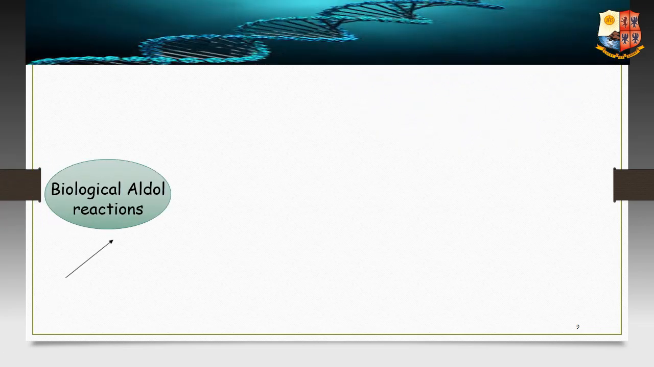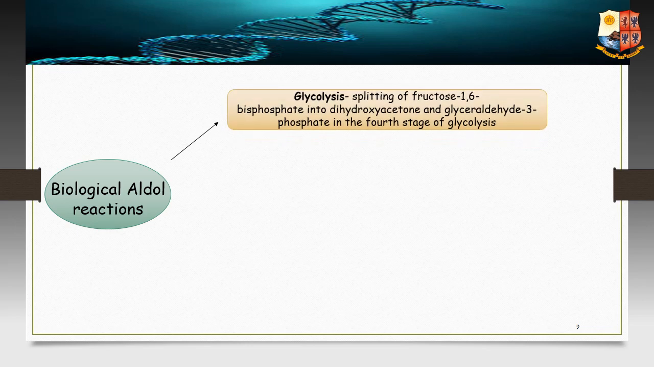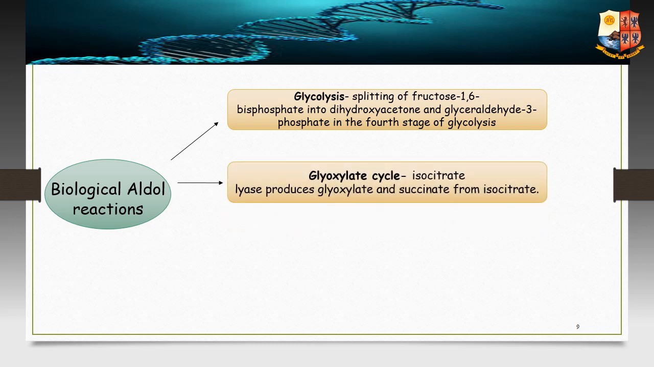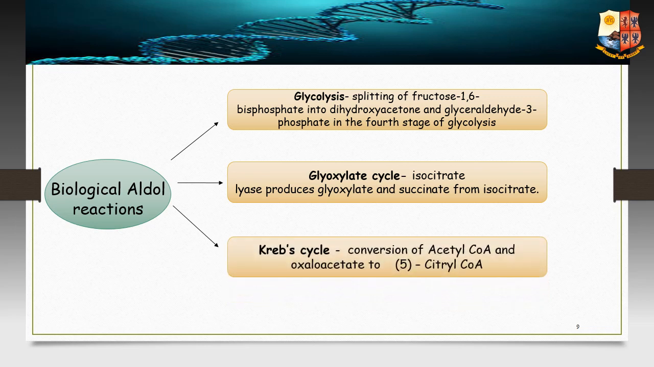You will be surprised to know that such reactions occur even inside our body. So some biological aldol reactions are: 1. Splitting of fructose 1,6-bisphosphate into dihydroxyacetone and glyceraldehyde 3-phosphate in the 4th stage of glycolysis. 2. Production of glyoxylate and succinate from isocitrate using isocitrate lyase in glyoxylate cycle. And 3. In the conversion of acetyl coenzyme A and oxaloacetate to citryl coenzyme A.